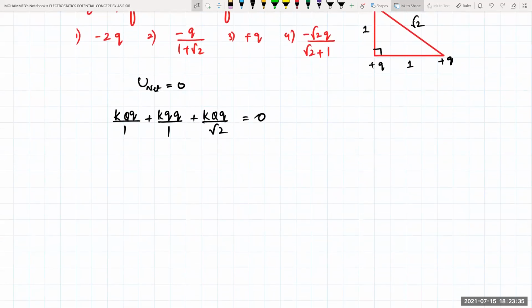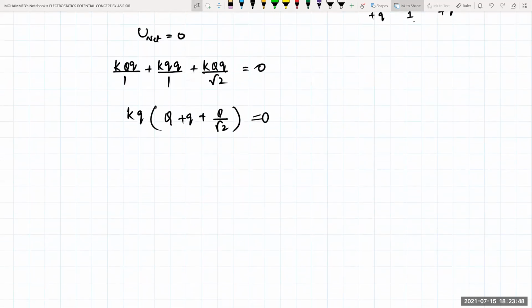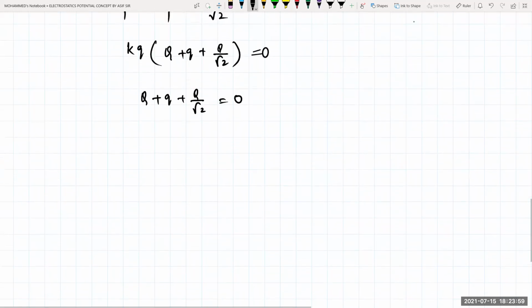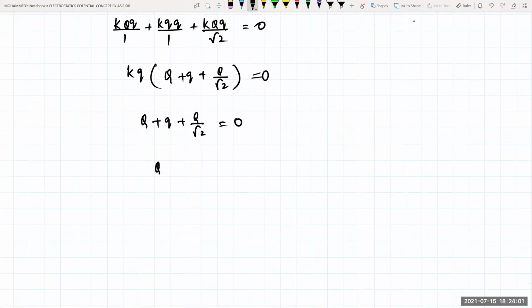So I can take K, small q and capital Q as common. In this one, capital Q plus small q divided by root 2 will be equal to 0. So K and small q go down there, and for me it becomes zero. That means capital Q plus q by root 2 will be equal to 0. From this, I can write all the q terms on one side: Q plus q by root 2 will be equal to minus q.